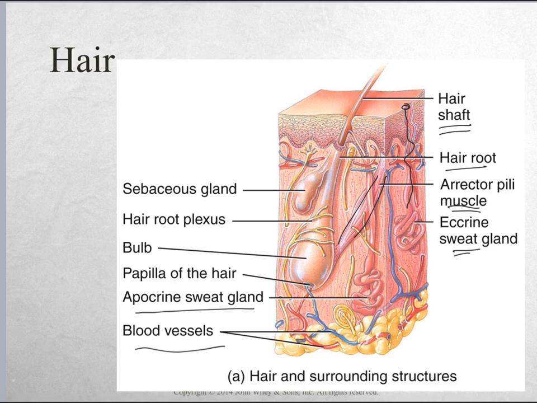That brings us to our bulb, so the bulbous portion of our hair root plexus. In our previous lecture we talked about blowing on your hair and being able to feel that. That is because of that plexus, and our sebaceous gland that is oiling this root.